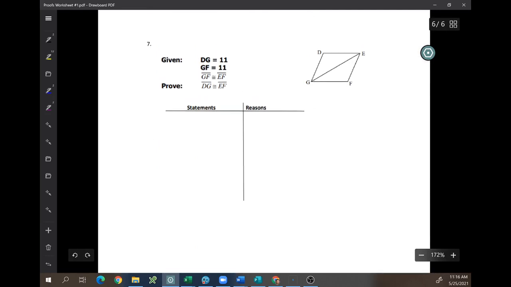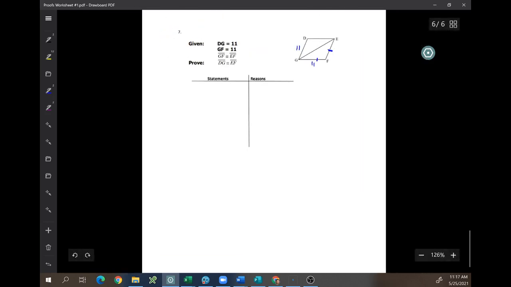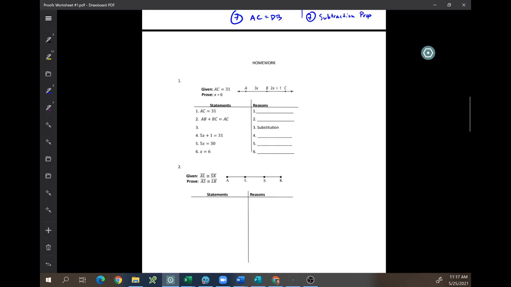And then the last one, you're given that DG is 11, and that GF is 11. And you're given that GF, so GF would be here, is congruent to EF, so that those two sides are congruent. Right, so that would mean, by substituting transitive property, EF should be 11 as well, right? And you want to prove that DG is congruent to EF. So this one's pretty basic. It's just kind of substituting or using that transitive property. So this one shouldn't be too hard. So that's our homework, is to do those 7 questions. Some of them are fill in the blank, some of them are on your own. And then we will go over these tomorrow.